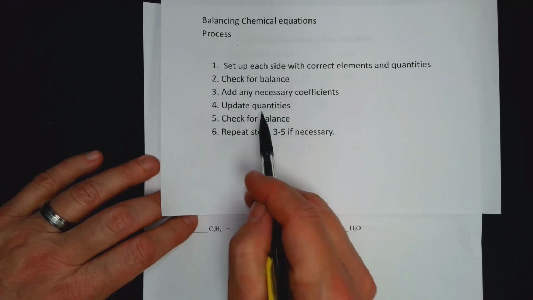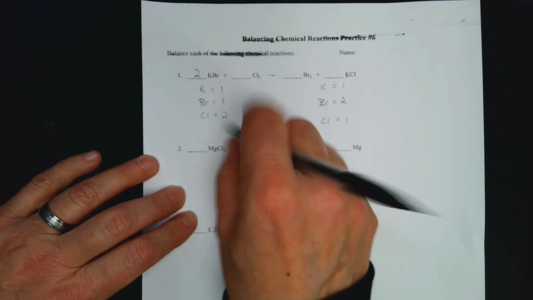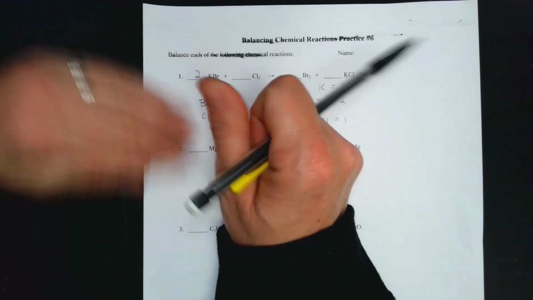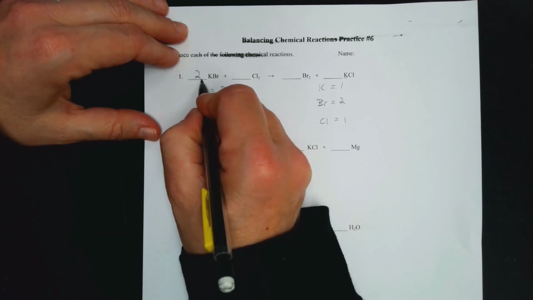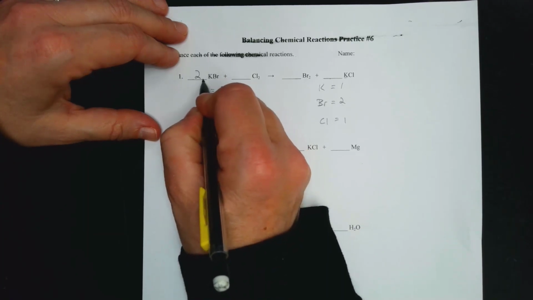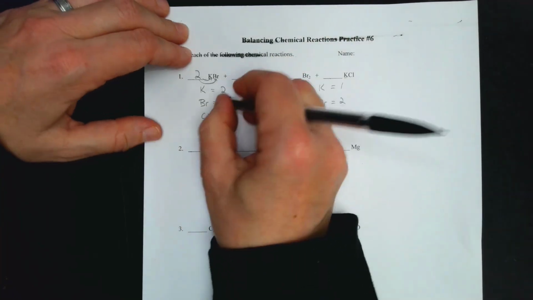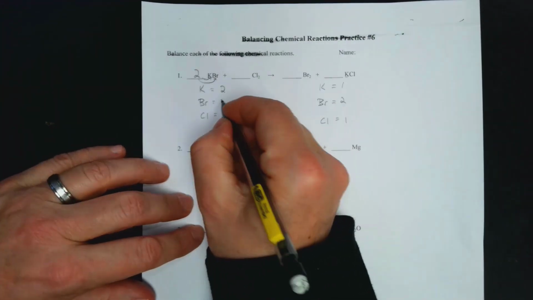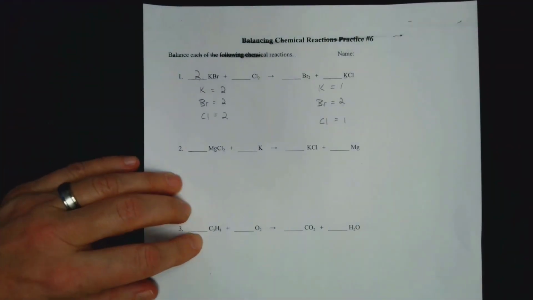I did that, and I'm going to update my quantities. So I'm going to go ahead and update my quantities. Now I have two potassiums, because remember, the coefficient relates to anything in the compound. So now I have two potassiums, but I also have two bromines, and so I have to update that. So I've just updated. Now let's check for balance.